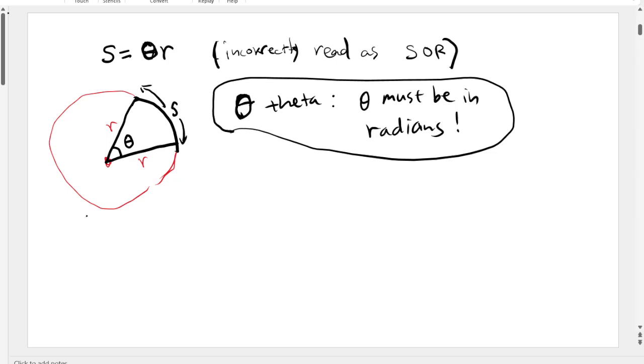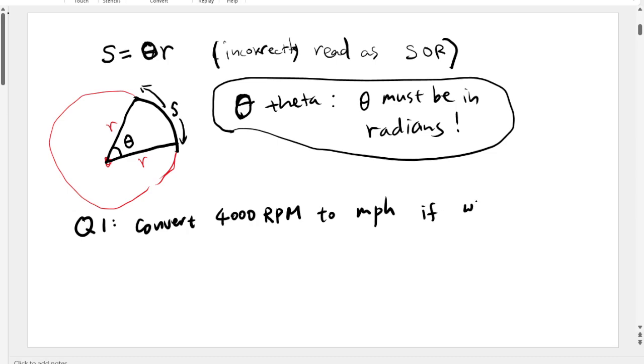So let's say the very first question is: convert 4,000 RPM to miles per hour if the wheel has a diameter of, say, 2 feet. Okay. All right. So how do we do that?